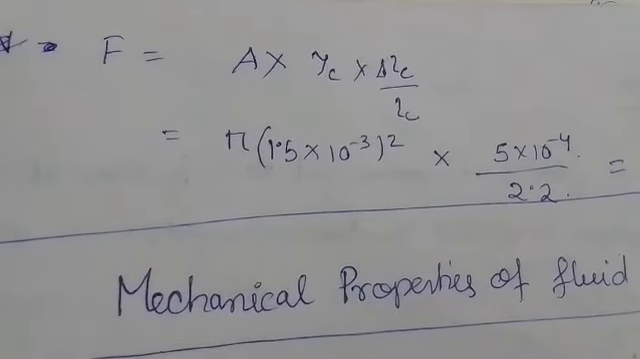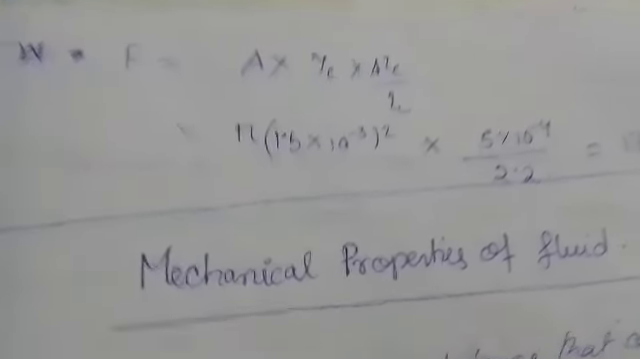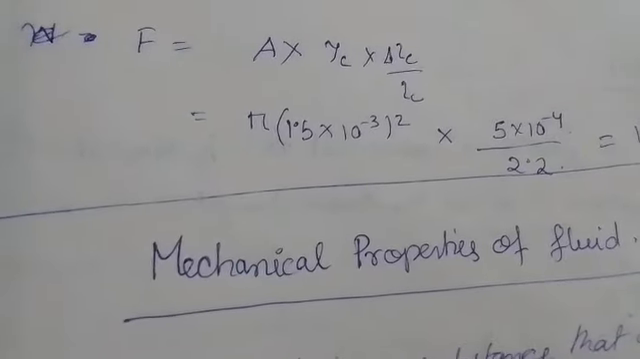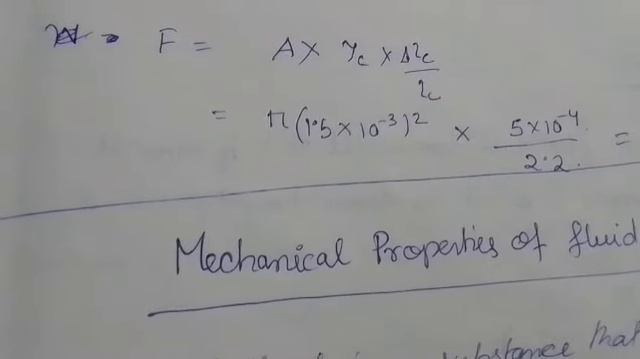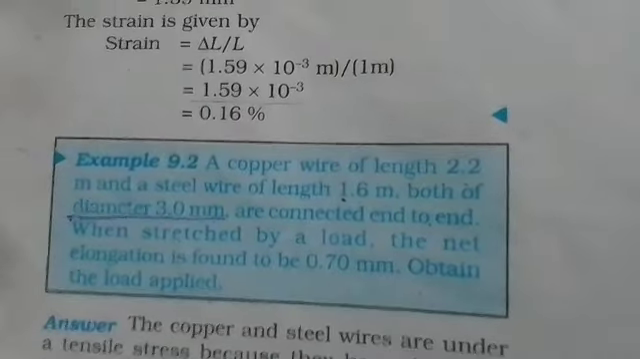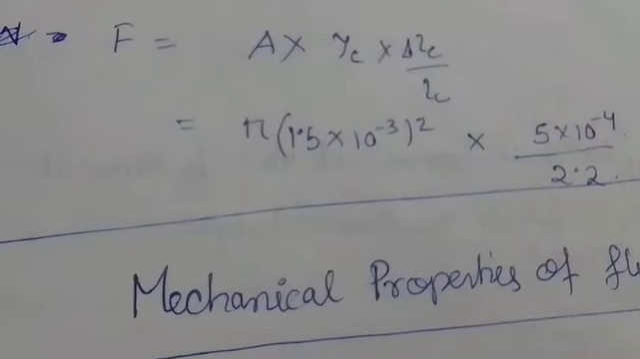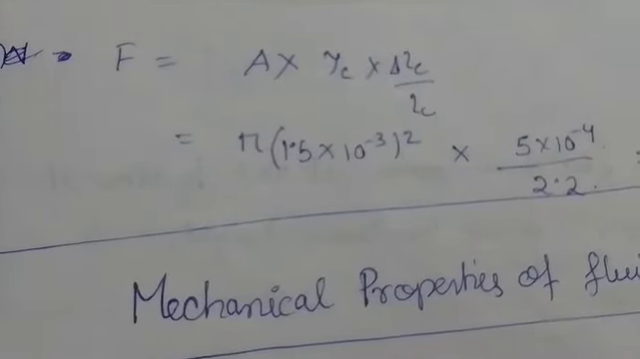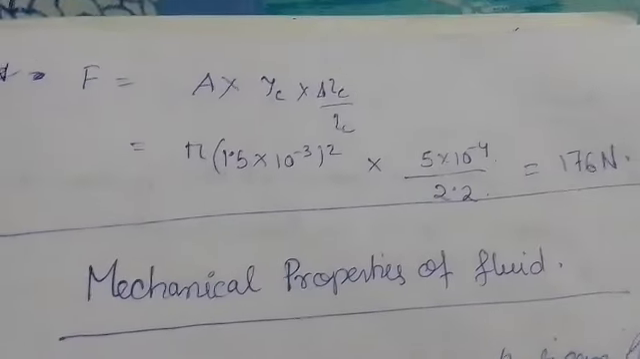Now we can obtain the force to be area multiplied with Y of C multiplied with del L of C divided by L of C. The area we obtain as pi r square. The diameter is 3 millimeters, so we get radius to be 1.5 millimeter. So pi r square multiplied by Y of C and del L of C divided by L of C, which we have obtained. Multiplying this, we get 176 Newton.